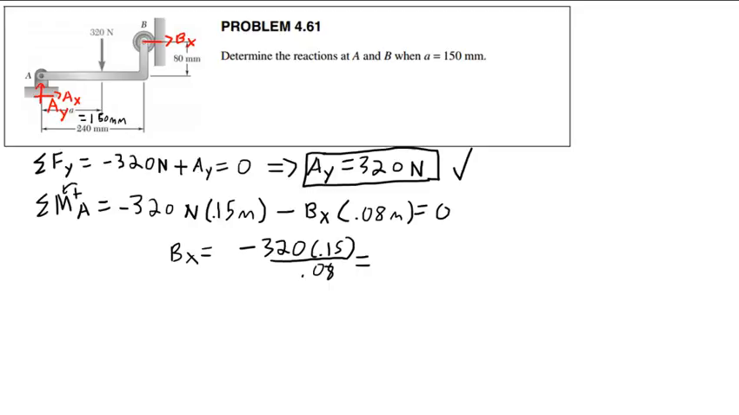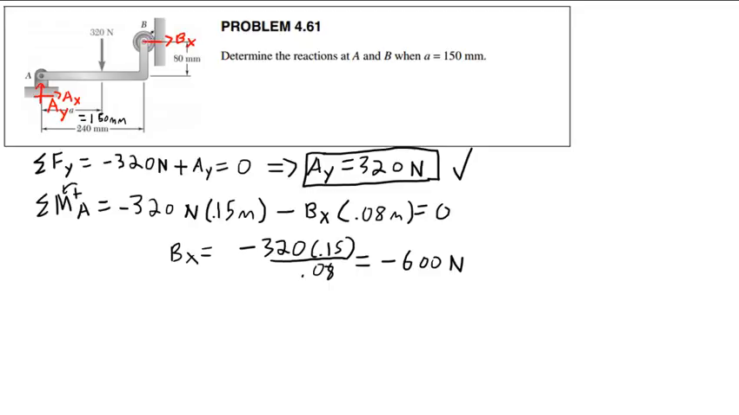So let's see, 320 times 0.15 over 0.08. I am getting negative 600 newtons. So we know that BX is actually going to the left, which does make sense with what we see. So it does make sense as drawn.